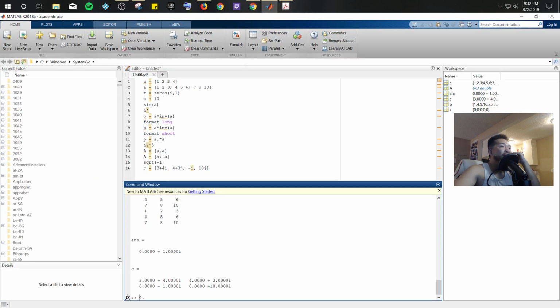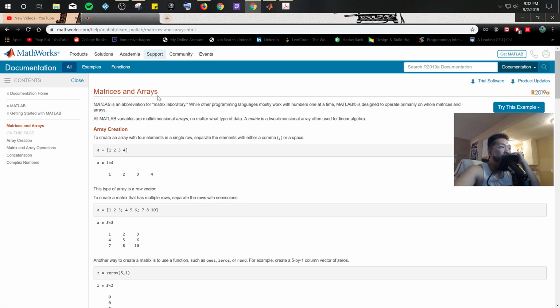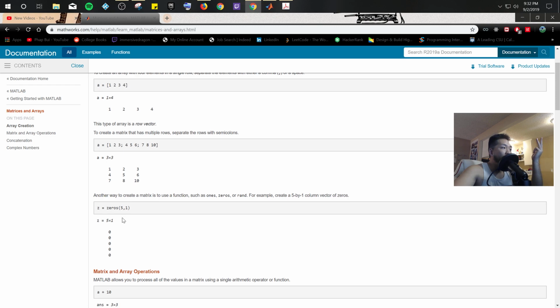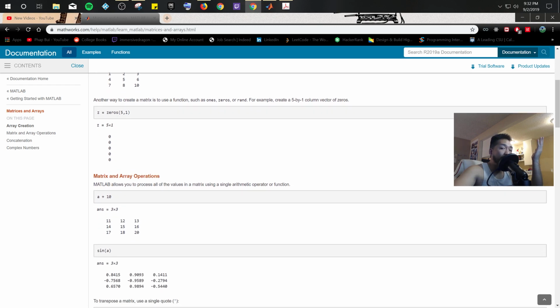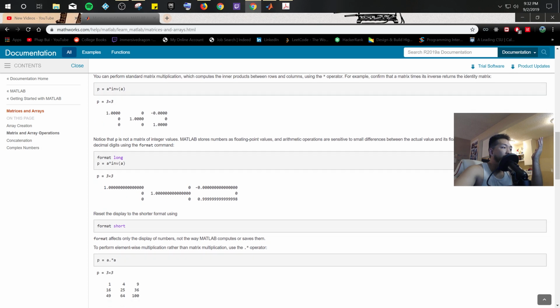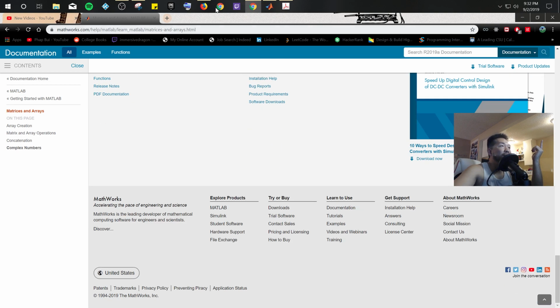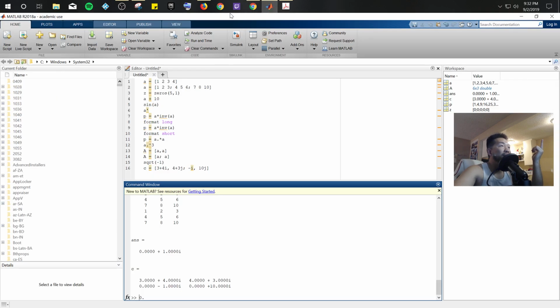So yeah, here we have a lot of things going on, and this is the first part of matrices and arrays. I hope you guys understand that. So we just went over array creation, row vectors, matrix and array operations, a little bit of that, and concatenation, and we did do complex numbers, so here we have square root of -1, answer is 0 plus 1.0000i. So yeah, there we go. Hope you guys understand the matrices.